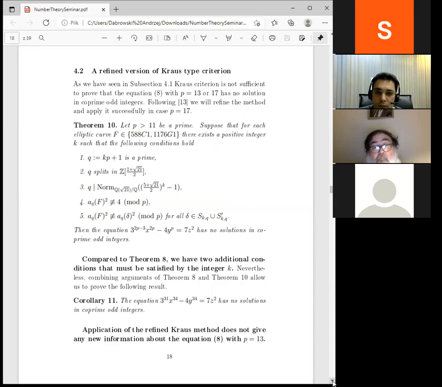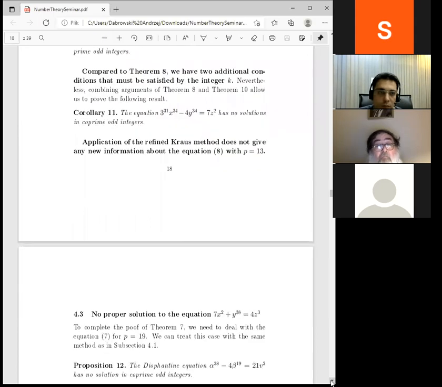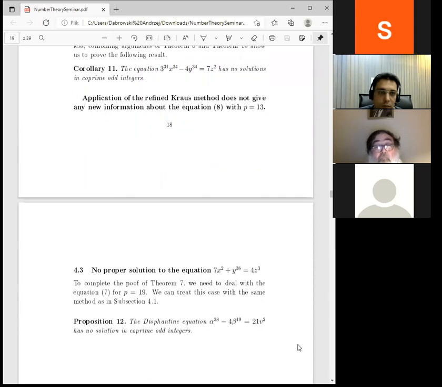It's not, yes. So here is additional, because in order to prove the result that there is no non-trivial solution for the original equation, we need to consider the case of prime exponent 19. But it was done by a variant of this criterion.